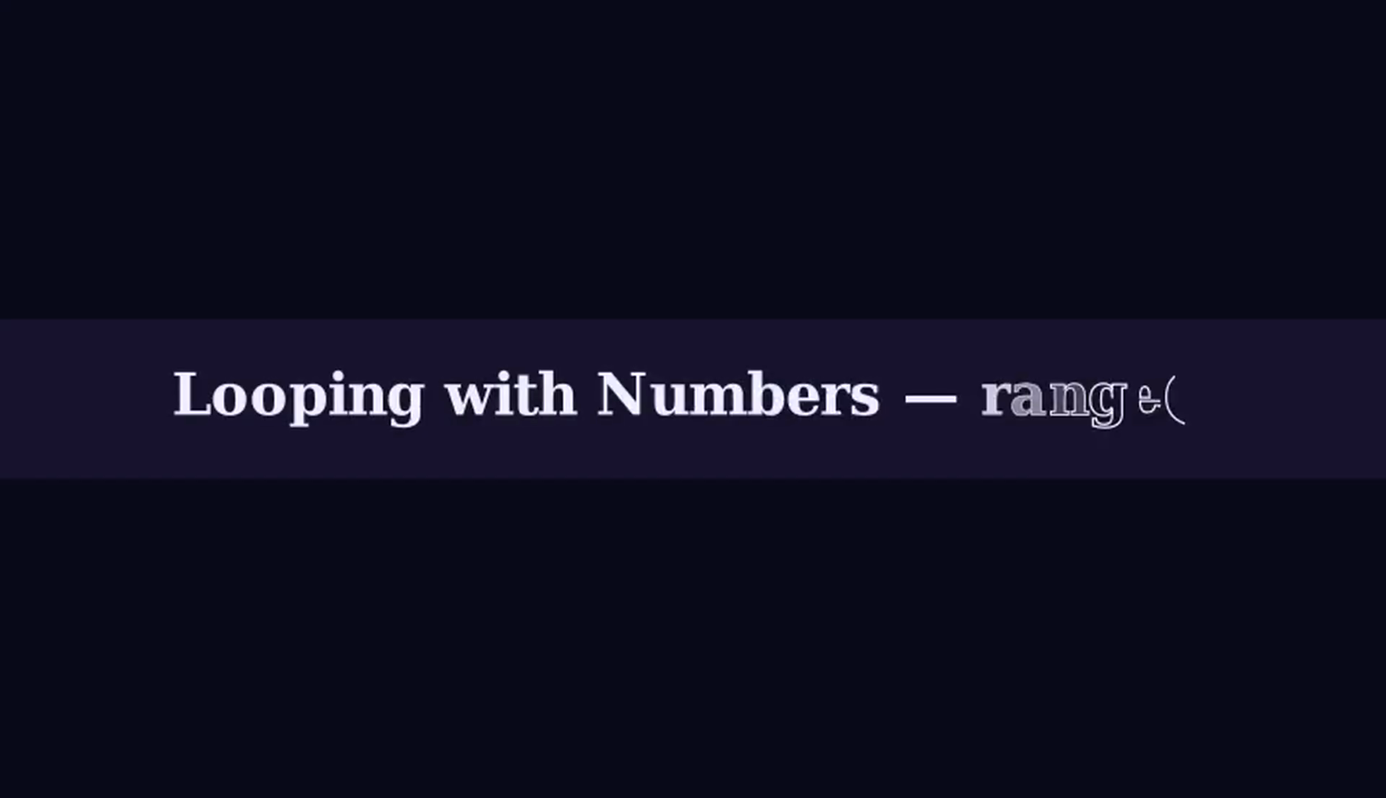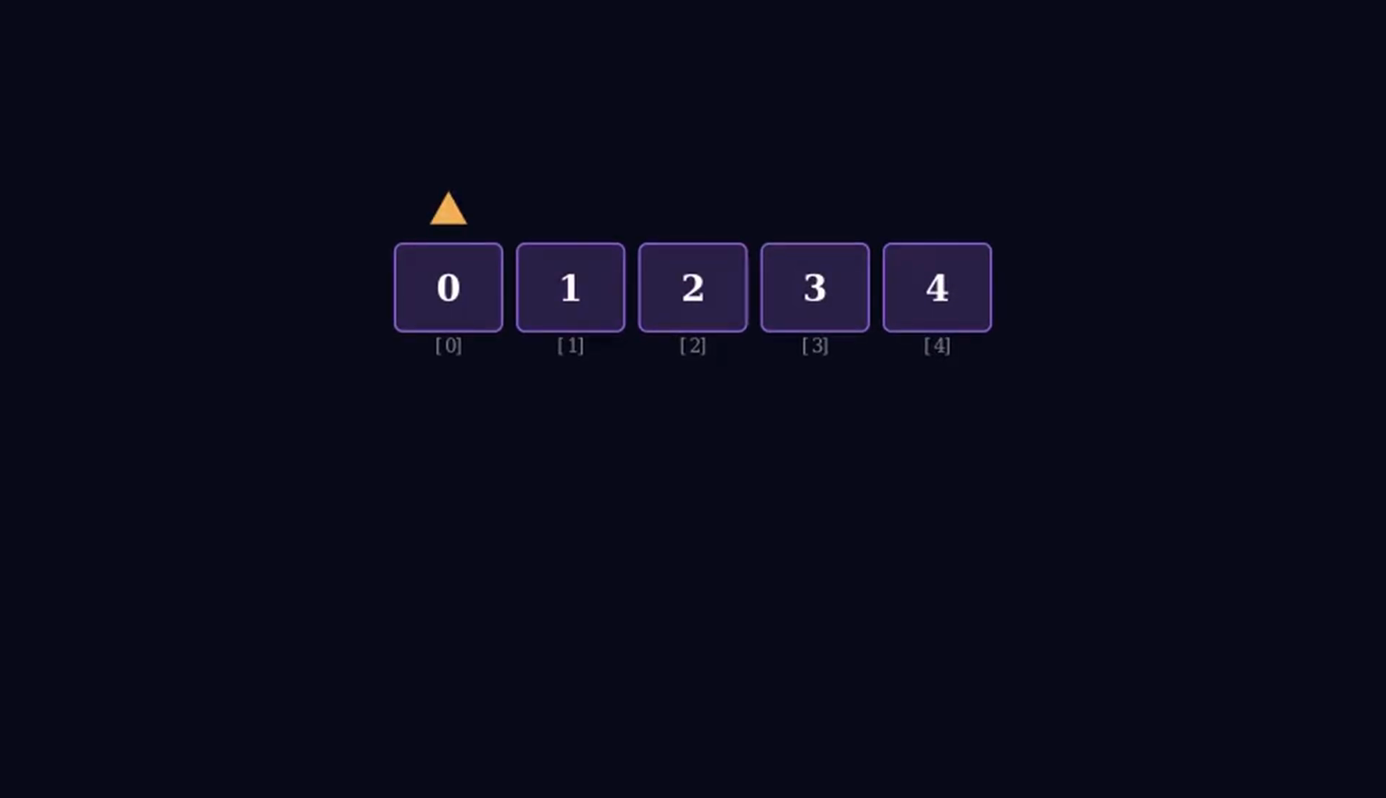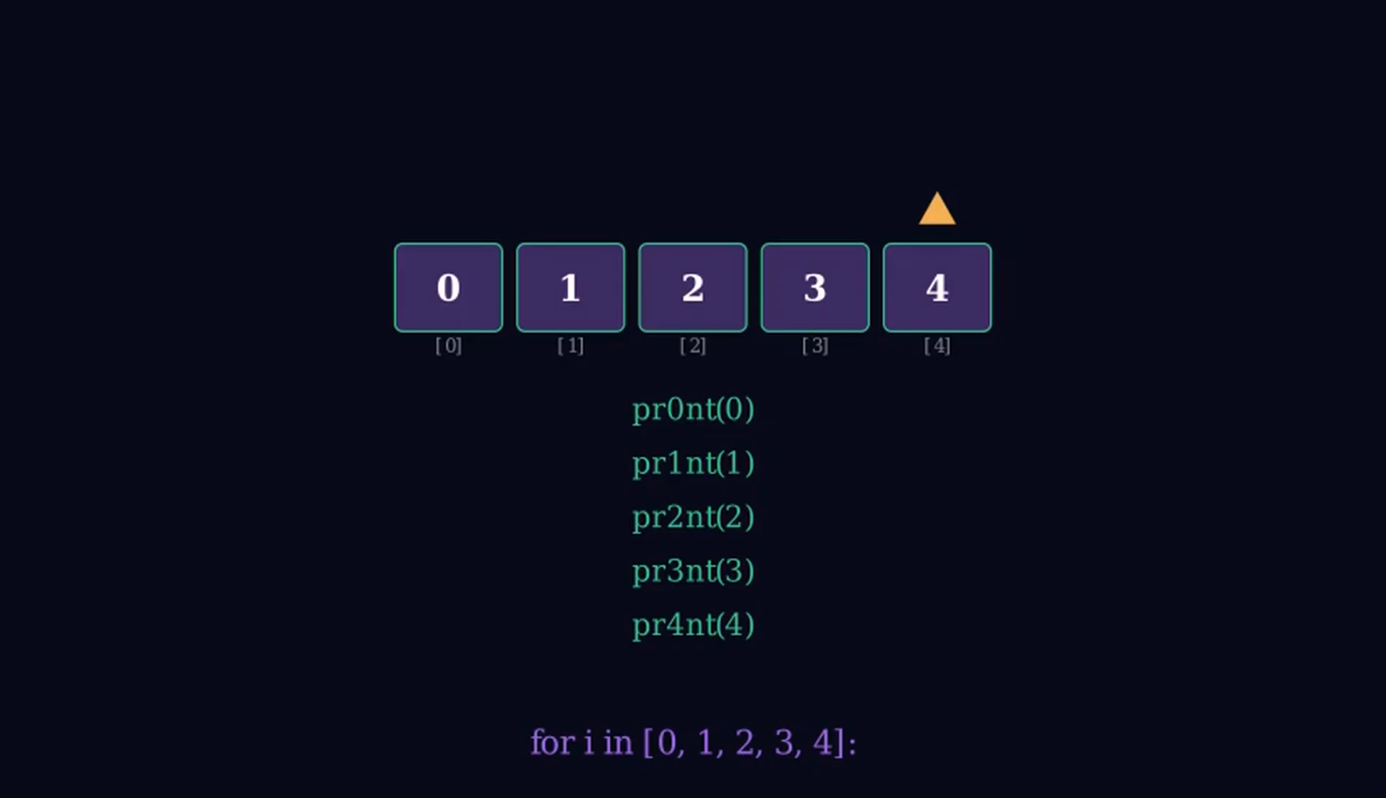Now let us loop through numbers using Python's built-in range function. Range of 5 gives us the numbers 0, 1, 2, 3, and 4. Notice it starts at 0, not 1. This is very important in Python. I is the loop variable. First round I is 0. Second round I is 1. And so on. The loop runs exactly 5 times because we said range of 5. The variable name I is just a convention. You can use any name you like.